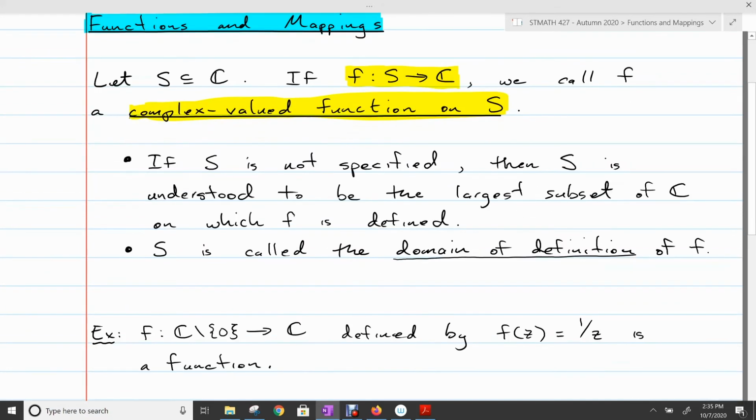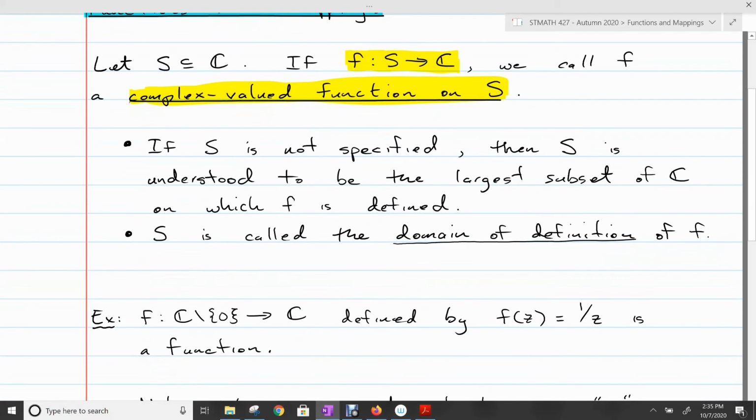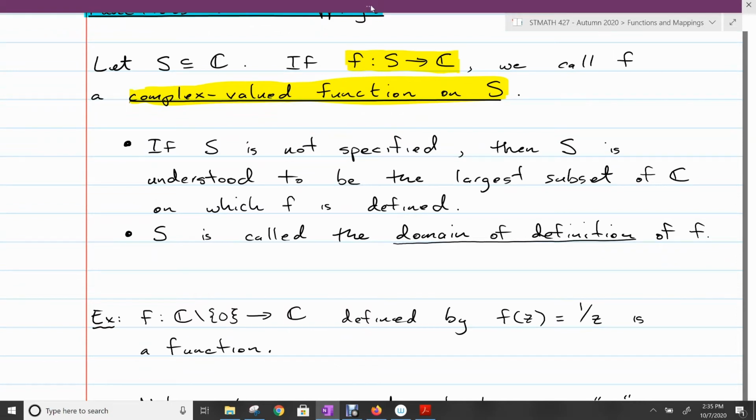And so mainly we just need to get used to the idea and see some examples. And there are a few conventions that we need to talk about. So first of all, if someone gives you a function, maybe they just give you some formula for a function without specifying what the domain is, then the domain is always understood to be the largest subset of C on which that function is defined.